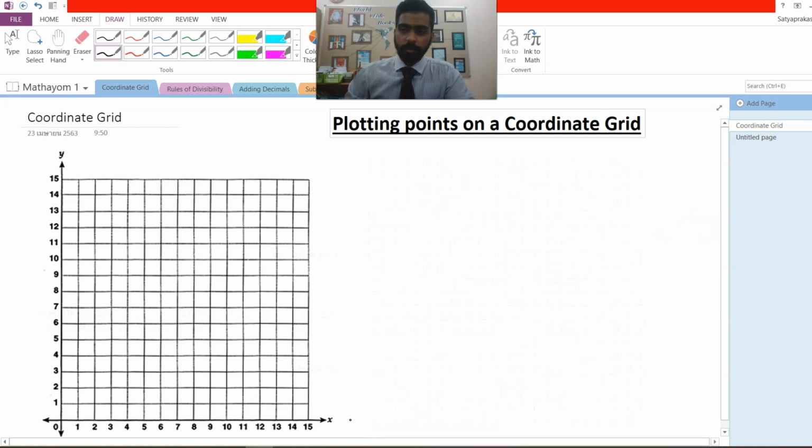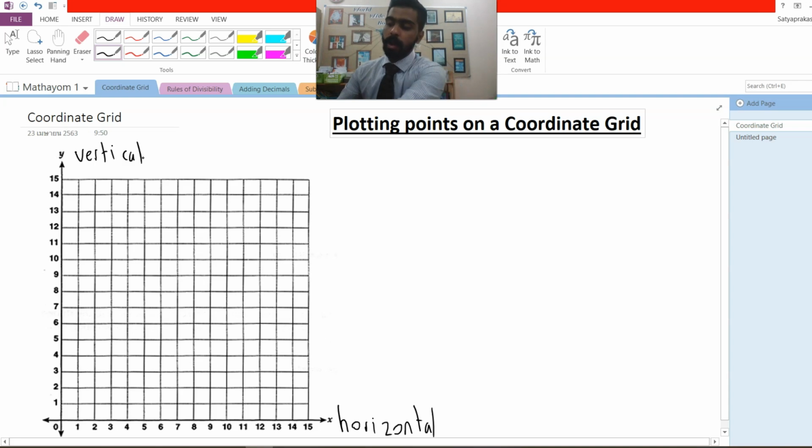Now, in order to find the x-axis, you just have to remember that the horizontal line will always be the x-axis and the vertical line will always be our y-axis. And whenever we plot the points, draw the points, or read the points, we will be using the points from the x-axis and the y-axis. But one of these axes will always be written first in order.